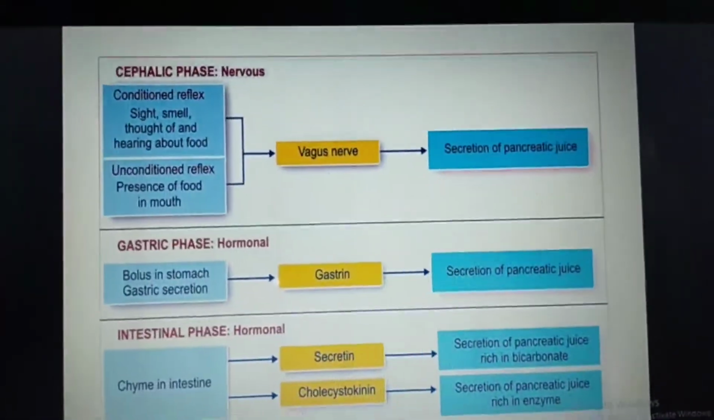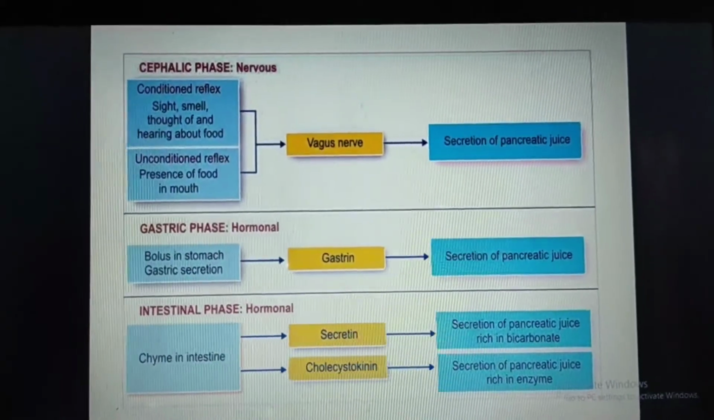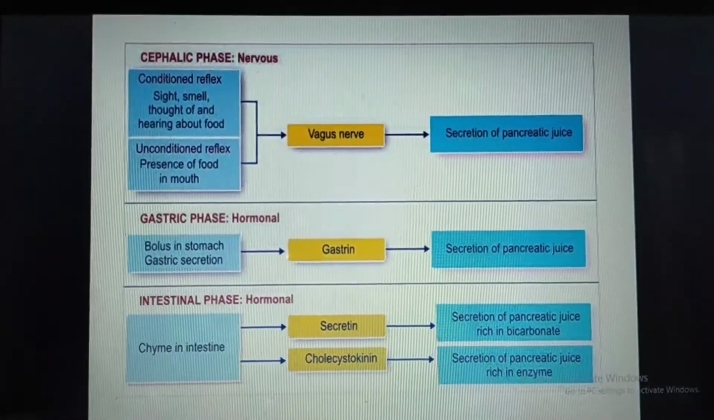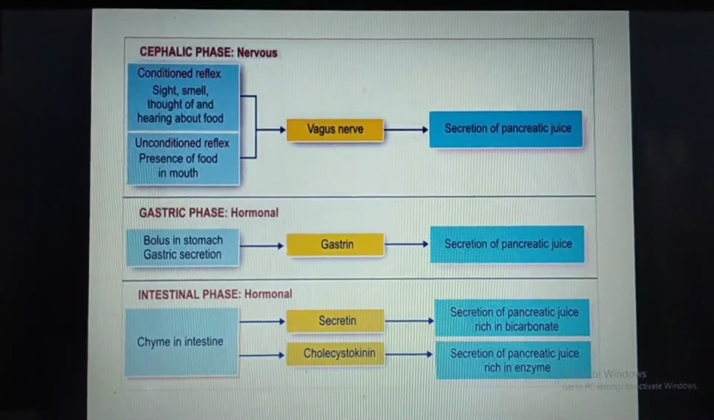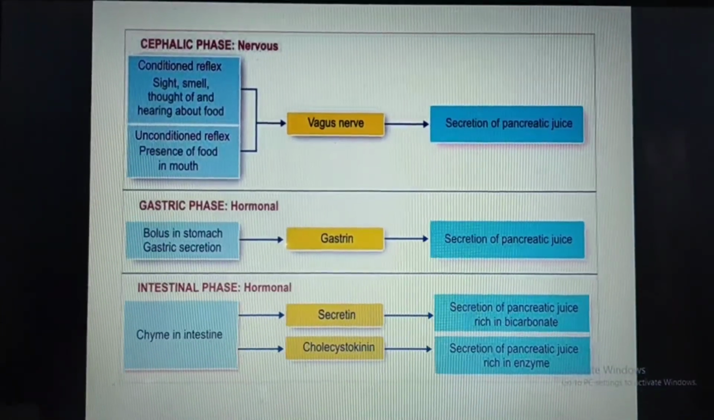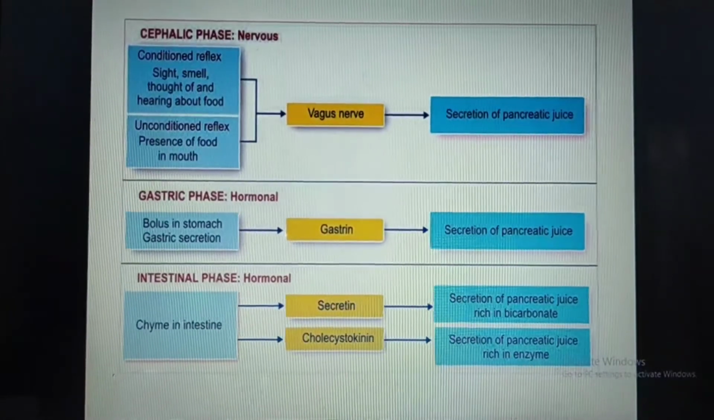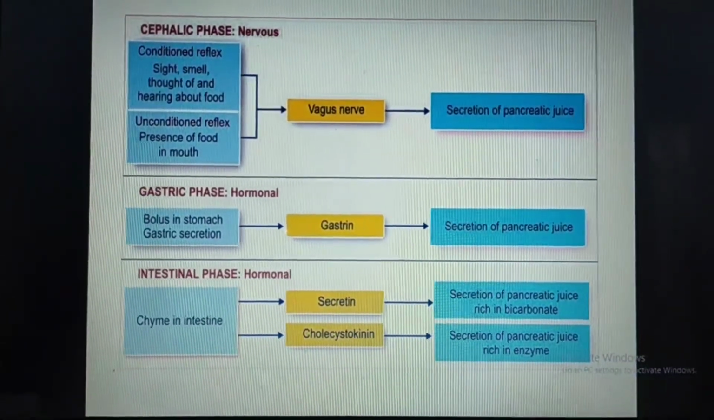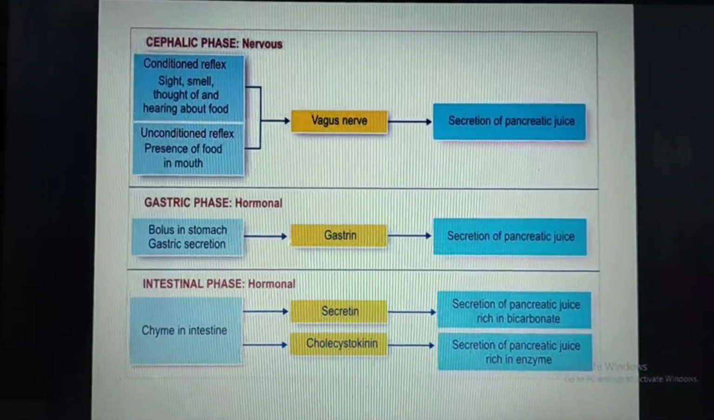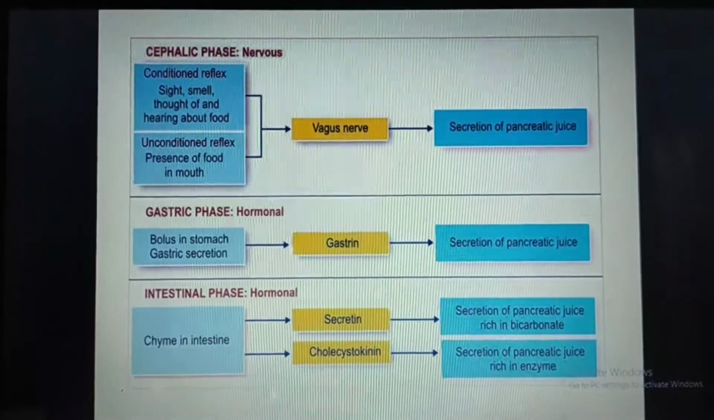In this figure you can see the phases of pancreatic secretion. The cephalic phase is controlled by the nervous system. The gastric phase is under hormonal control, and the intestinal phase is also controlled by hormones. So this was all about the pancreas.